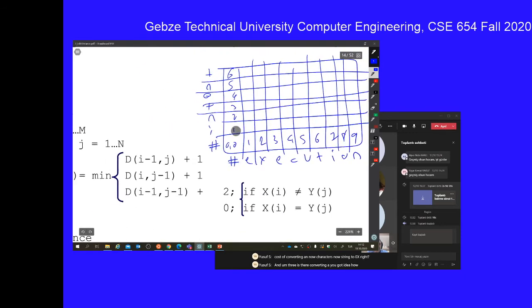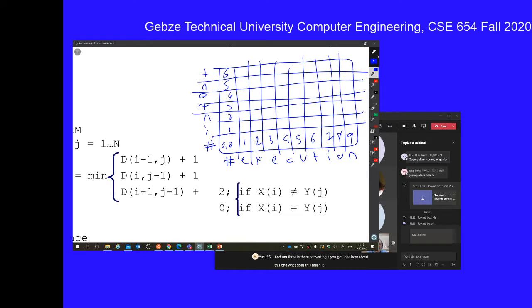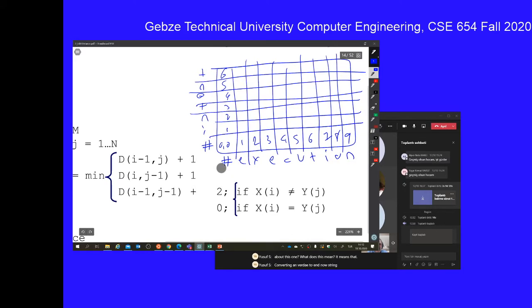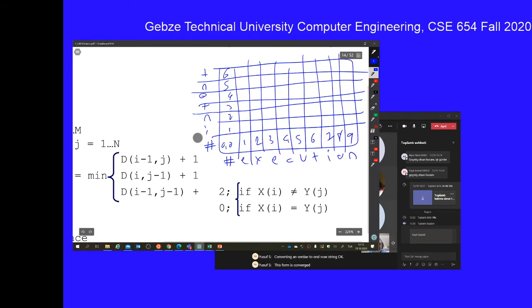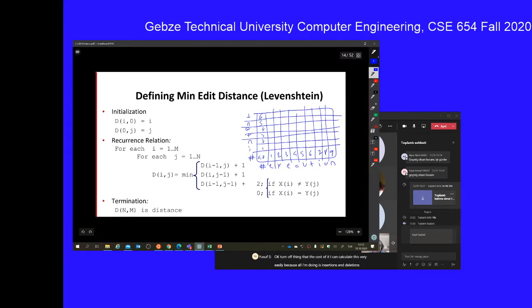How about this one? What does this mean? It means converting the word I to a null string. This 4 means converting INT to a null string. That's the cost of it. I can calculate this very easily because all I'm doing is insertions and deletions. Initialization is easy. Then this is the second part. As you see, I will change all the i's from 1 to m, and for each i, I will change j's from 1 to n, and I will do this calculation.